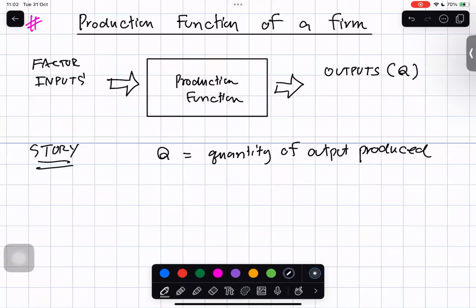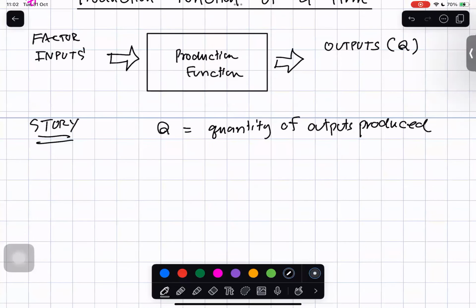Okay, let's start our story. We are going to produce something we call output, represented by this variable, namely Q. And let's say we use two factor inputs. L, quantity of labor. Quantity, not quality. Quantity of labors.